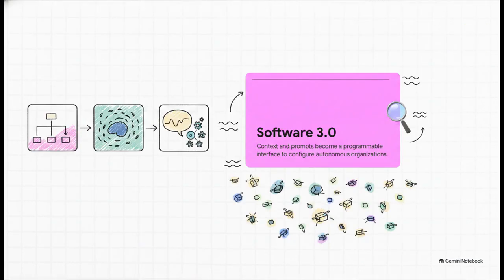But to truly grasp this massive leap, we need to wrap our heads around this concept of Software 3.0. You know, back in Software 1.0, developers painstakingly wrote out explicit, hard-coded instructions. Then, Software 2.0 came along, and we started shaping behavior through big data and model training. But Software 3.0, this is where context and natural language prompts literally become our programmable interface. We are configuring entire autonomous systems using just natural language, completely leaving basic, hard-coded logic in the dust.